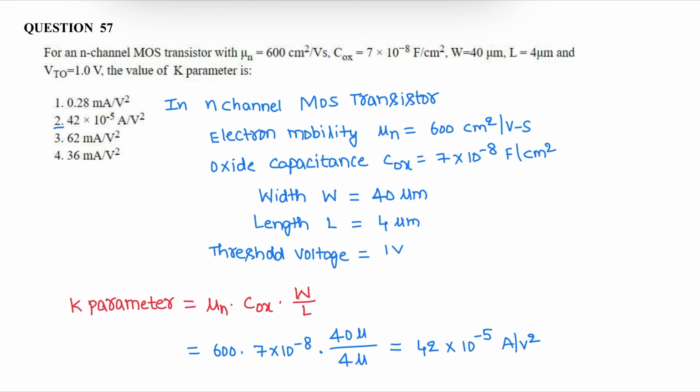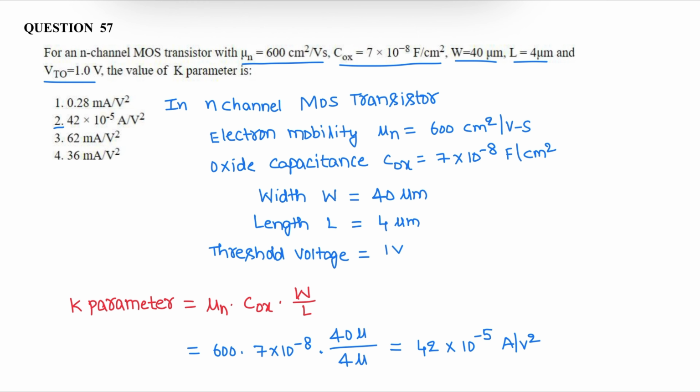Question number 57. For an N-channel MOS transistor with mu N 600 centimeter square per volt second, COX oxide capacitance 7 into 10 power minus 8 farad per centimeter square, width 40 micrometer, length 4 micrometer, and VTO threshold voltage 1 volt. The value of K parameter is.